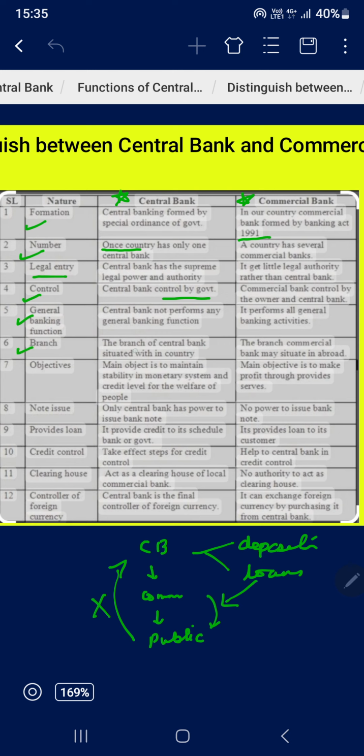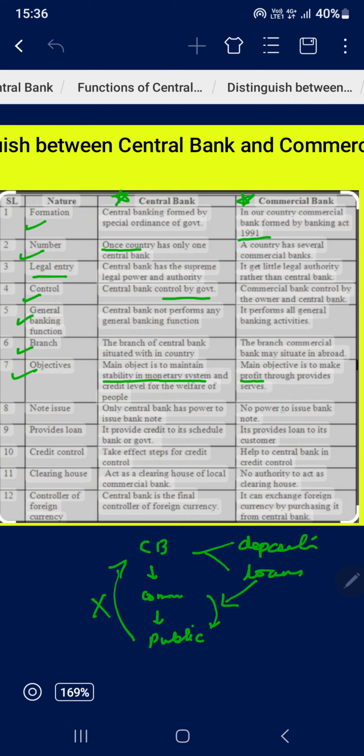The next difference is the branch of central bank is situated within the country. The branch of commercial bank may be situated abroad. You don't have an RBI office in Kuwait. You have an RBI office within the country, but you may have commercial bank offices, for example, SBI branch abroad. The seventh difference is the main objective is to maintain stability in the monetary system. So the main idea is basically to regulate the supply of currency in the country and to stabilize the value of the currency. But for commercial banks, the main idea is to make profit.